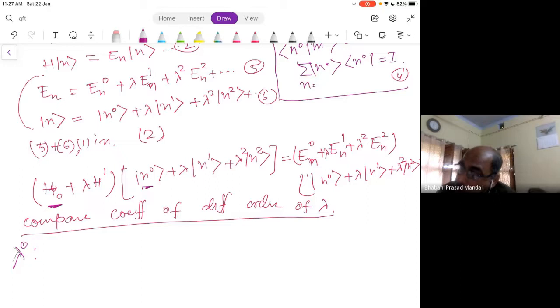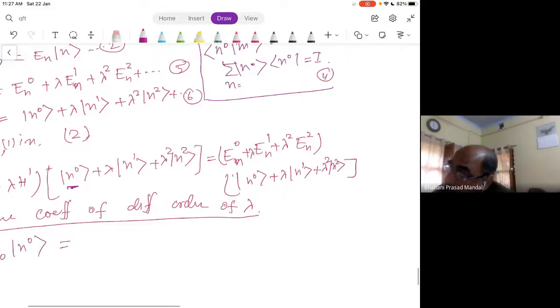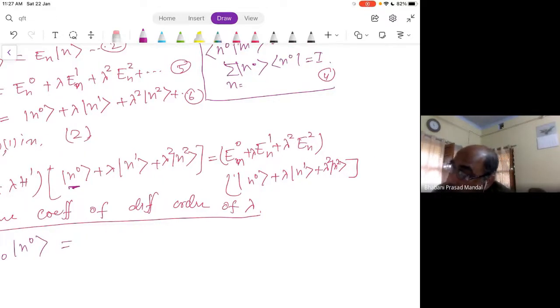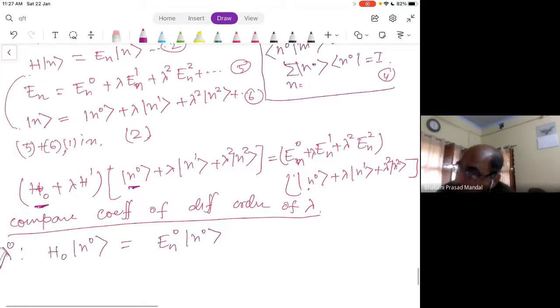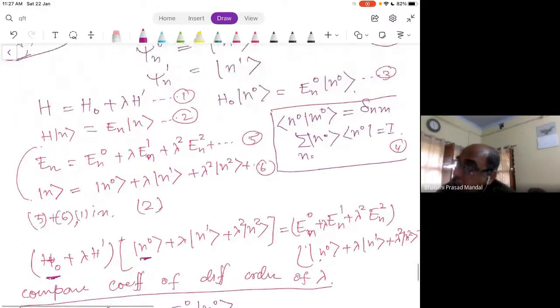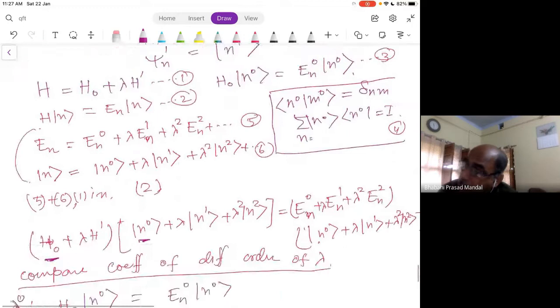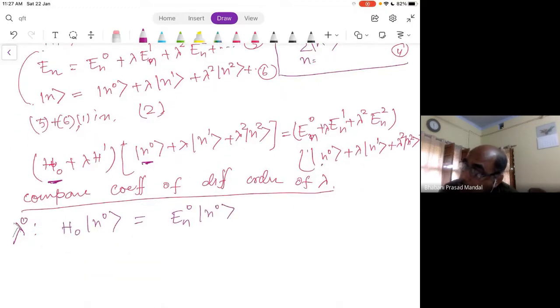H0 has no lambda, so lambda to the power 0 gives H0 N0. And on the right hand side, this is a lambda free term, En0, and this is a lambda free term, so you'll have En0 N0. But this equation is not new to us. This is equation 3.